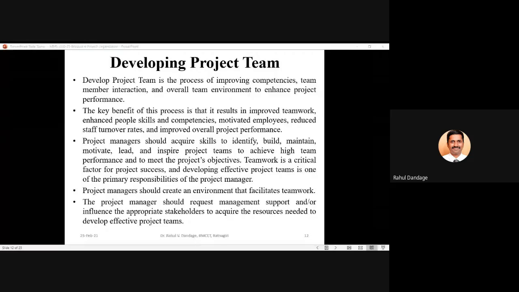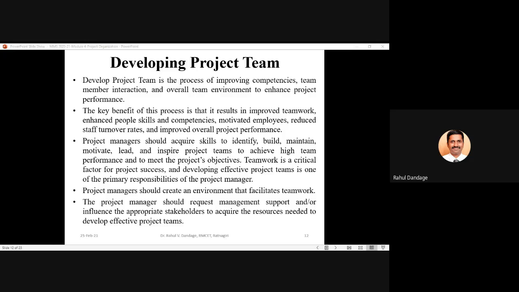Now, for this whole project team development process, the most important part is the project manager. He should have the willingness to develop the project team. He should have the zeal and enthusiasm to develop the project team members, to encourage the project team, to motivate them to perform certain tasks. So his role is extremely essential and important in developing the project team.